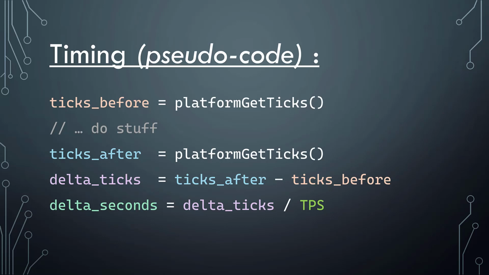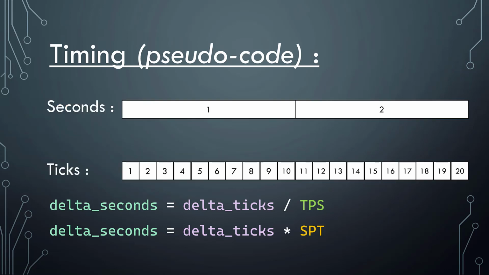If we want to convert it to seconds, and we already stored the ticks per second beforehand, we can just take how many ticks this took and divide that by how many ticks there are in a second, and it'll give us how many seconds, usually some fraction. Sorry, we can also do the same thing by multiplying by the seconds per tick. Instead of dividing by ticks per second, it does exactly the same thing, and let's illustrate that.